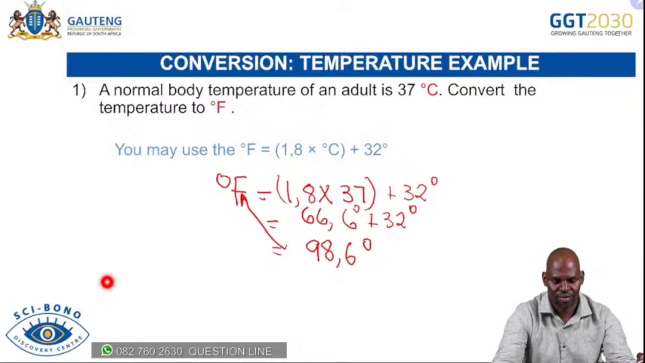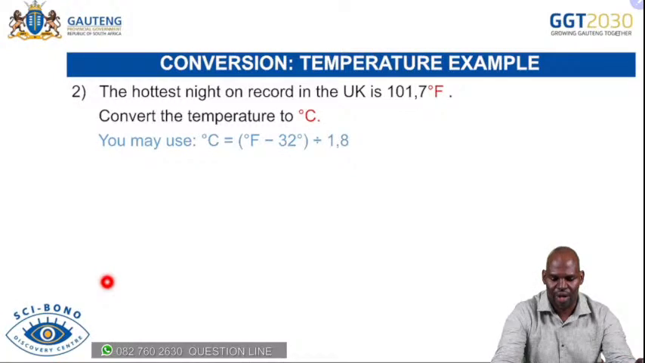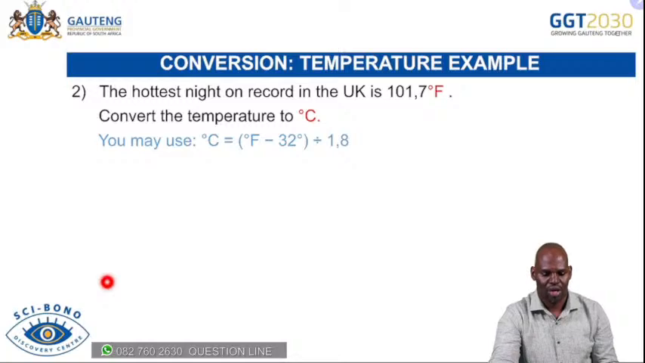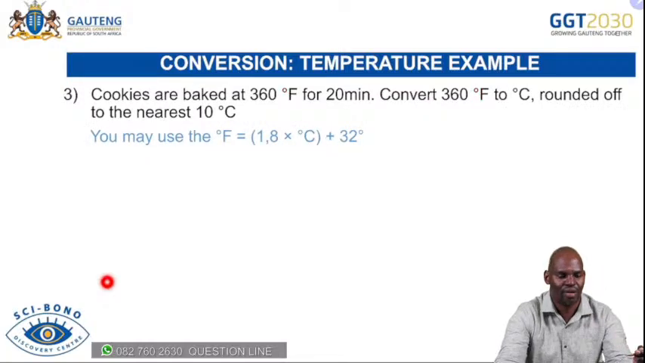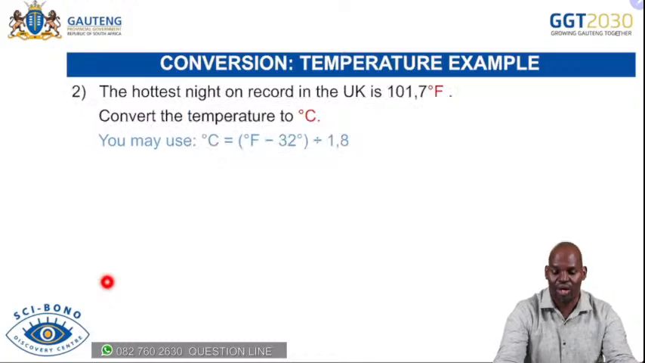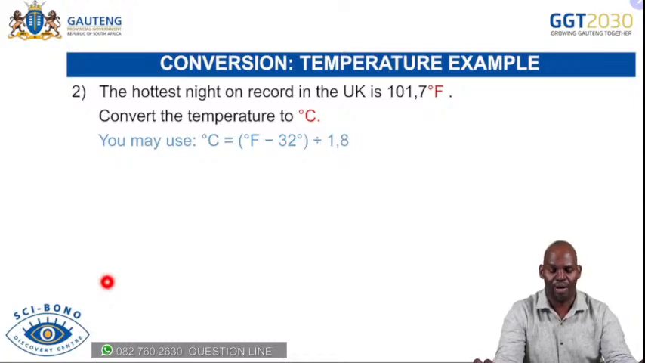Okay, then the next question is, you are in the United Kingdom, and they said the hottest night on record in the United Kingdom is 101.7 degree Fahrenheit, but you are used to degree Celsius, so it might not make sense to you. So then they say convert the temperature to degree Celsius. Okay, we need to check.